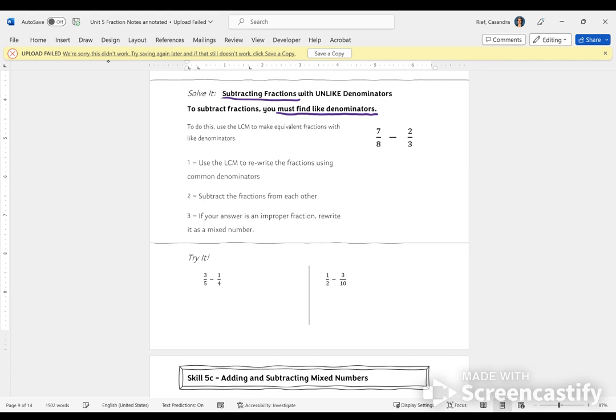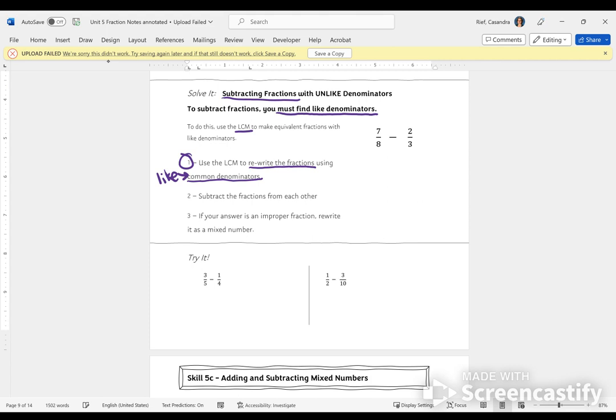So looking over here, we're going to work with this question here. We have 7/8 minus 2/3. And our strategy whenever we're trying to find common denominators is to use the LCM, or least common multiple. So that brings us to step 1. Use the least common multiple to rewrite the fractions using common denominators. And if you remember, another word for common denominators is like denominators. They mean the exact same thing.